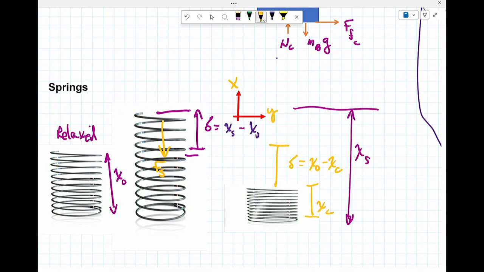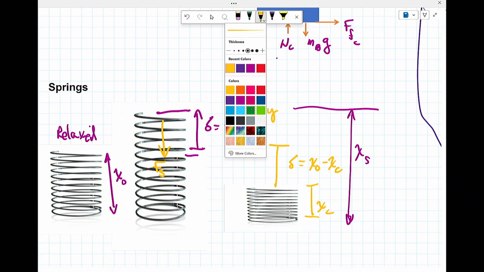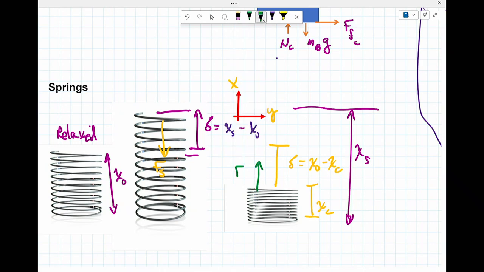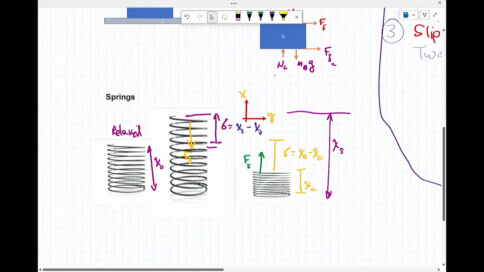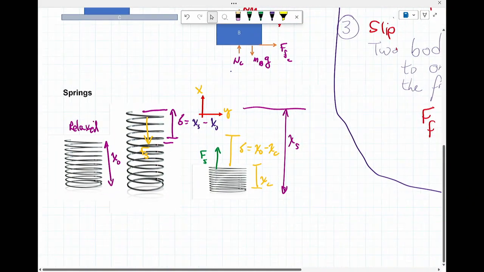Same thing. I could do it in a different color. Now, the magnitude of the force in both of those cases would be the same. I've compressed or stretched this spring by the same distance, which ended up being delta. But the directions, of course, are going to be different.